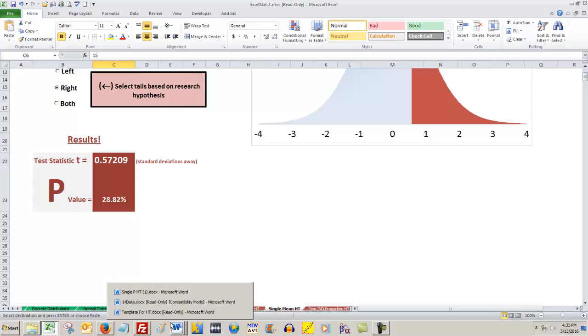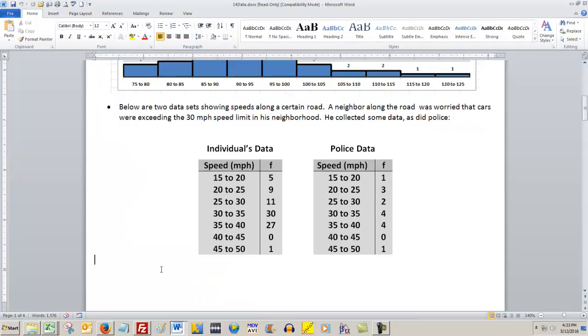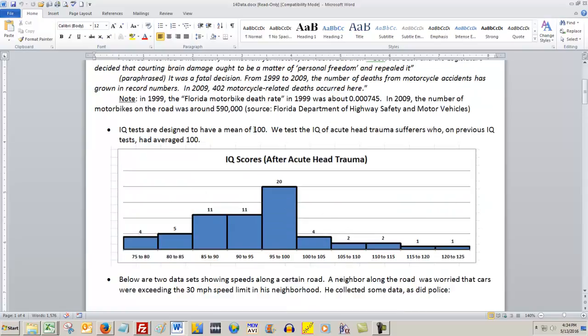Okay, so let's move onward. You now have seen pretty much any kind of test where you have a known value, like for this one, 30 miles an hour. If you're interested to try another one, you can look at this one up here to see if you've got any IQ deviation from normal with acute head trauma. There's a known number of 100, the average IQ of human beings according to the way IQ scores are kept. So you now have a tool where you have an average you can compare to.